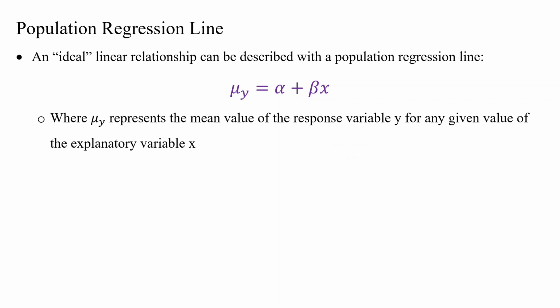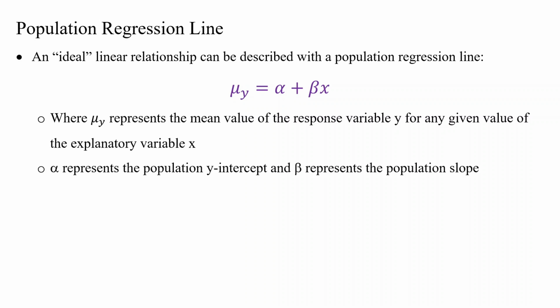Now, mu sub y represents the mean value of the response variable y for any given value of x. And then alpha represents the population y-intercept, and beta represents the population slope. So we're under the impression that there is a true population line that we can draw between 2 sets of data, right? This is the ideal, one could almost say theoretical, okay?